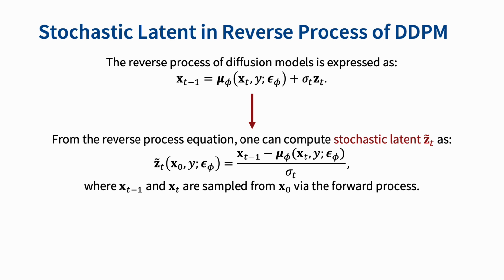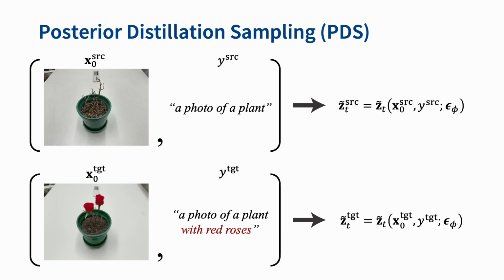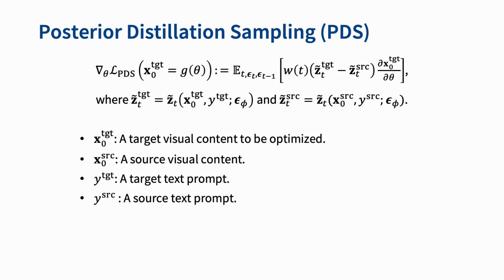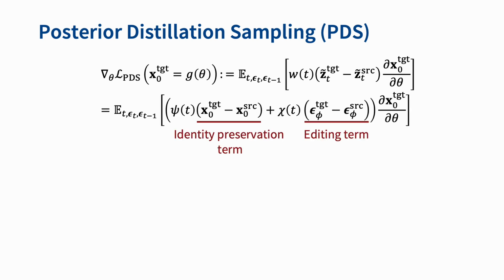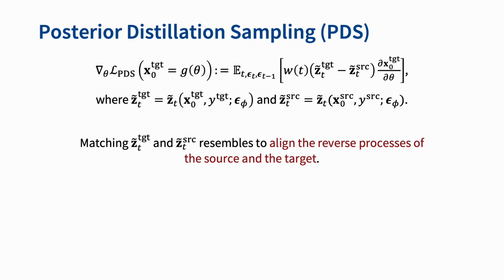Here, x_{t-1} and x_t are sampled from an input image x_0 via the forward process of diffusion models. Given a pair of an image and its corresponding text prompt, in PDS, we first compute the stochastic latents for both the source and the target. Then the optimization function of PDS matches these two latents. Expanding this equation reveals that there are two terms in PDS, one for identity preservation and the other for text-guided editing. Also, we demonstrate that this process of matching the stochastic latents resembles aligning the reverse processes of the source and the target. Thus, it ensures that the target image does not significantly deviate from the original source image.